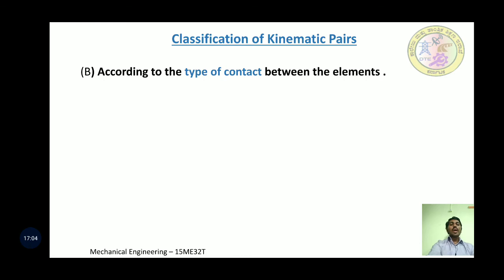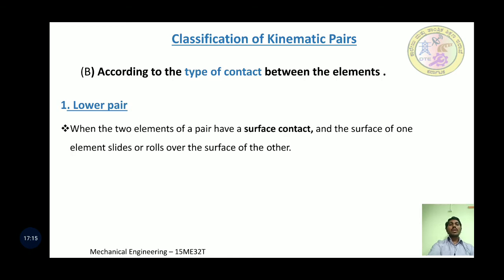According to the type of contact between the elements, it's classified into two types: lower pair and higher pair. Lower pair: when the two elements of a pair have a surface contact and the surface of one element slides or rolls over the surface of the other, it's called a lower pair. Example: sliding pair, turning pair and screw pair form lower pairs.